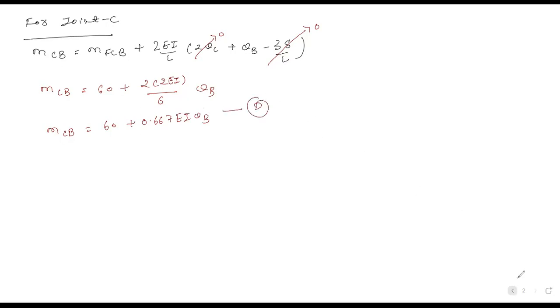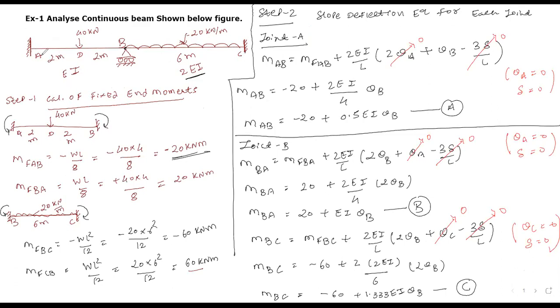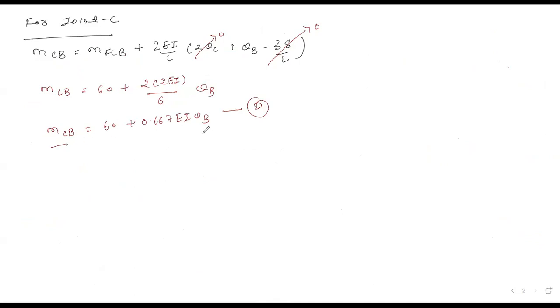So now we are interested in calculating the end moments of your beam. We are interested in calculating the value of MAB, the value of MBA, the value of MBC, and the value of MCB. Clear? So we have 4 equations. One equation is MAB, this one. In that equation, theta B is unknown. Second equation is your equation number B, MBA. In that, again, theta B is unknown. Third equation is MBC. Again, theta B is your unknown. And fourth equation is MCB. Again, theta B is unknown.